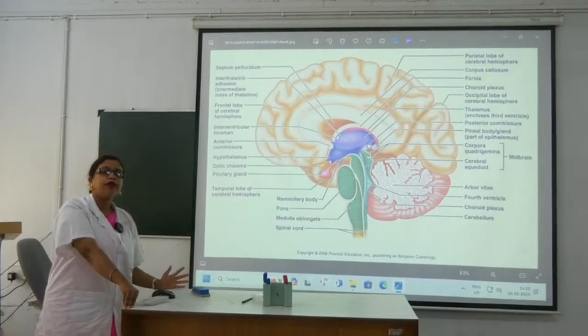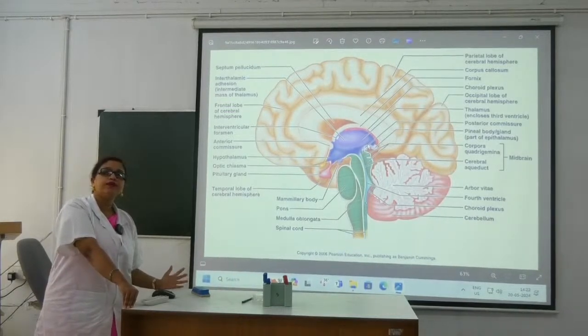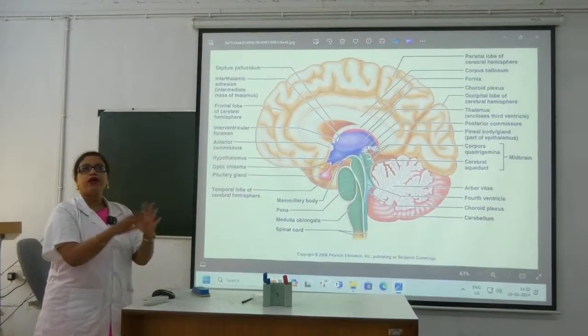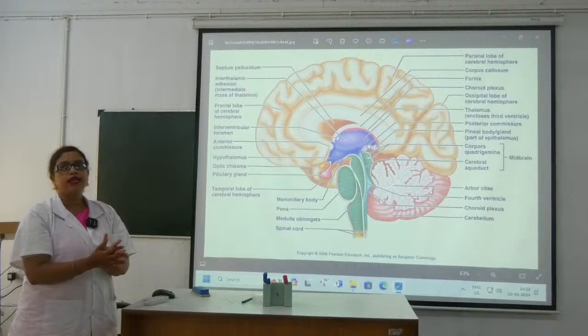So developmentally, what does the telencephalon create? The outer gray matter of cerebral hemisphere, means all the sulci and gyri.